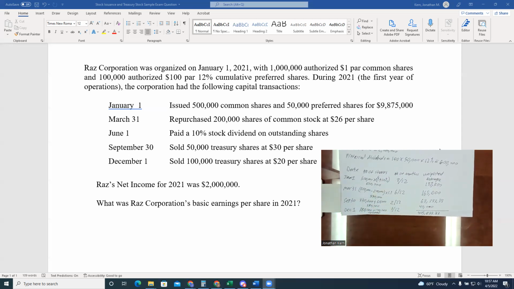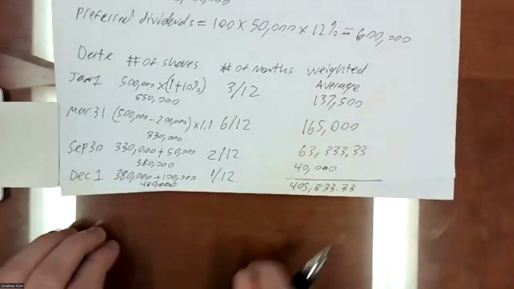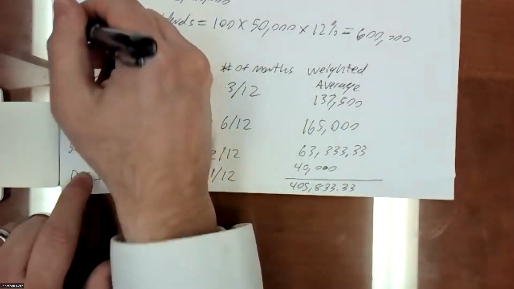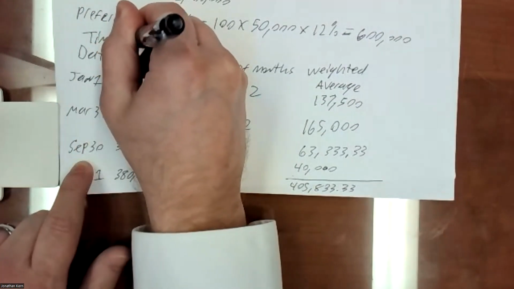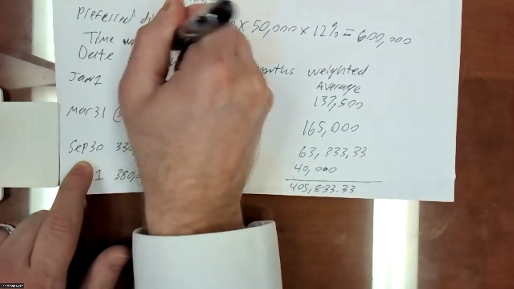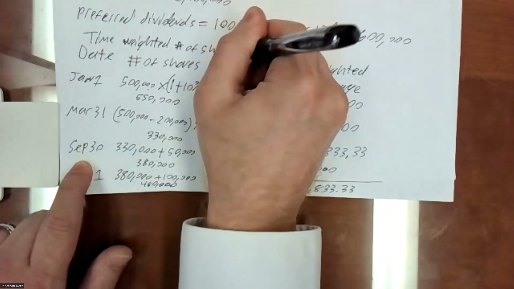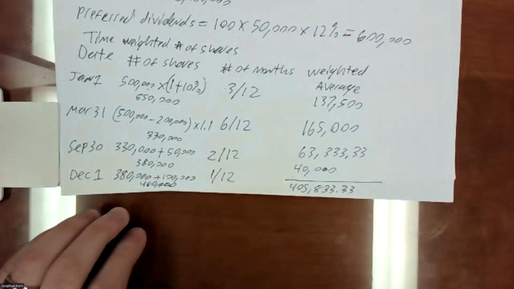So now I'm going to go back to the paper so you can see this method a little bit clearer. So this approach would be the time-weighted number of shares approach. This is the time-weighted number of shares method.